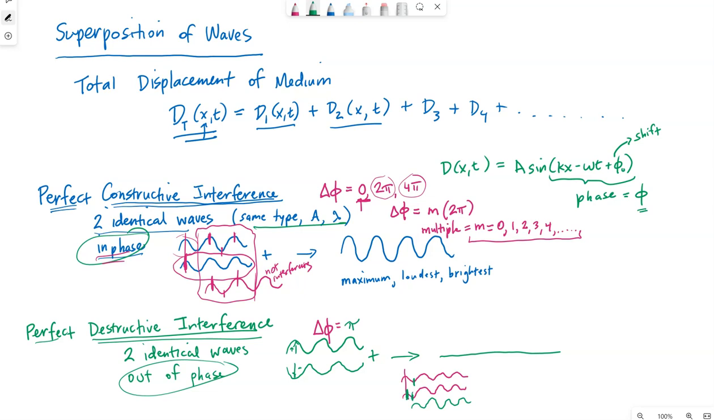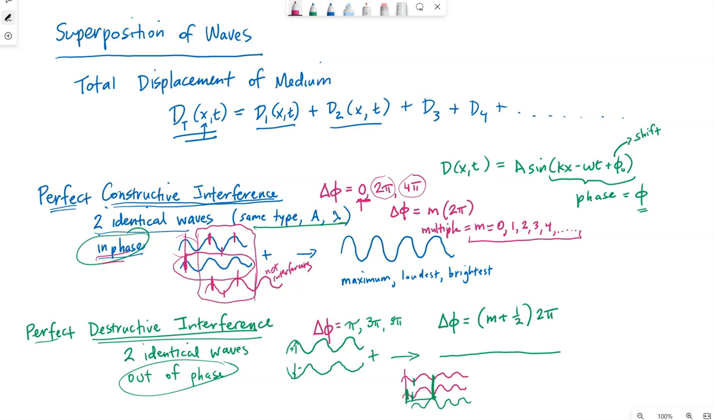Now, to keep it out of phase, I would need to take this peak and line it up with the next trough if I wanted to move it farther. So that would be 3 pi radians. 5 pi radians would lead to destructive interference as well. So we can write this generically, that this difference in phase, the way we tend to write it is this way. (m plus 1/2) times 2 pi.